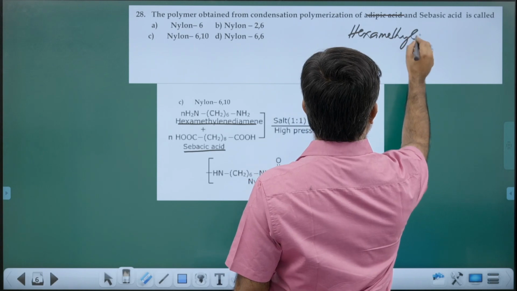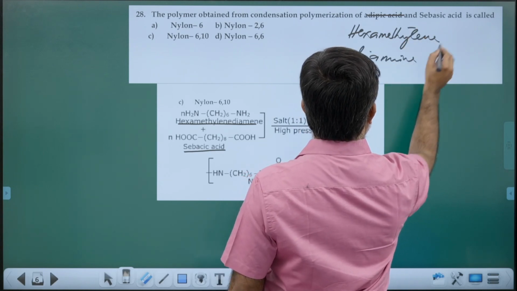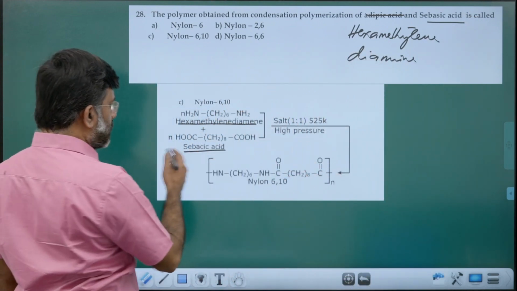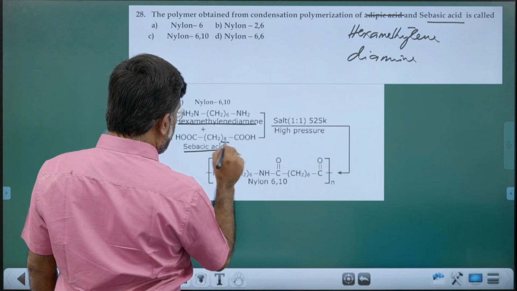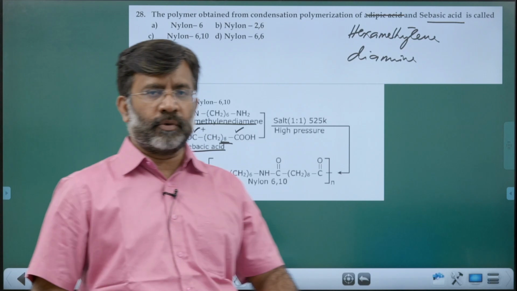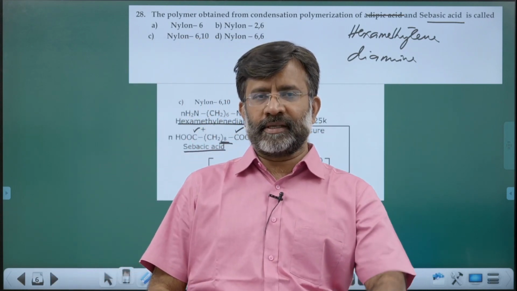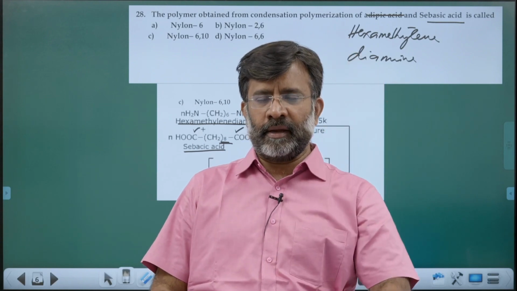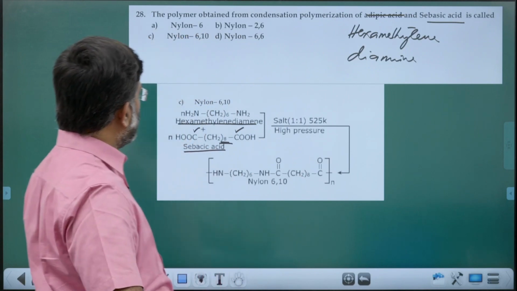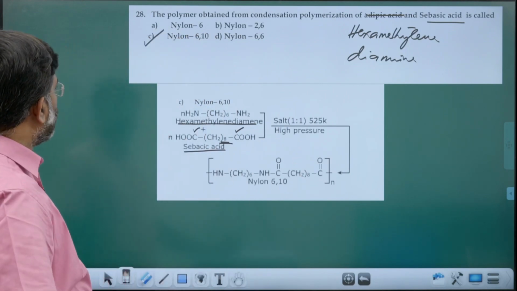Hexamethylene diamine with sebacic acid. Hexamethylene diamine we have already introduced. What is sebacic acid? Sebacic acid contains 8 carbon plus 2 carbon, 10 carbon atoms. That's how it becomes nylon 610. Nylon 610: 6 carbon atoms in hexamethylene diamine and 10 carbon atoms in sebacic acid. So it is nylon 610. Option C is the correct answer. Next one.